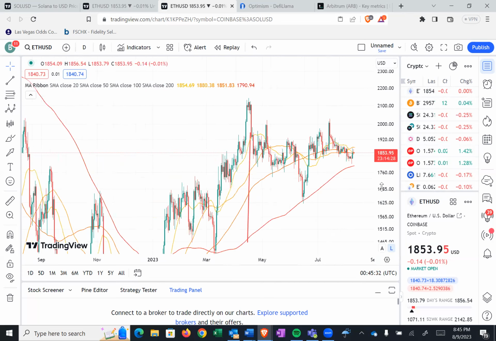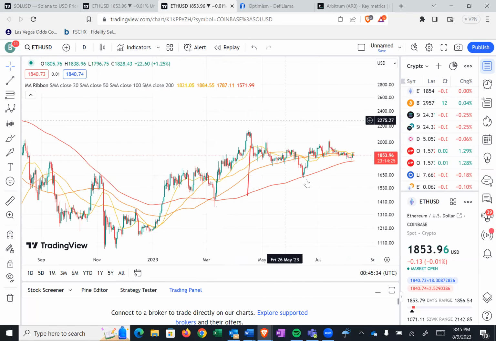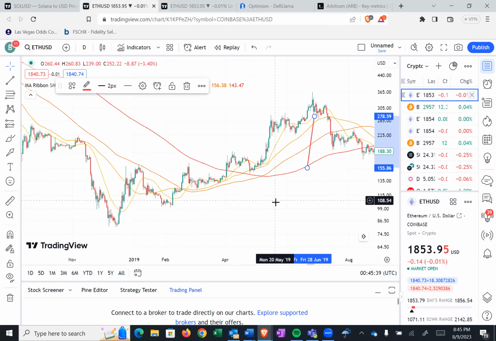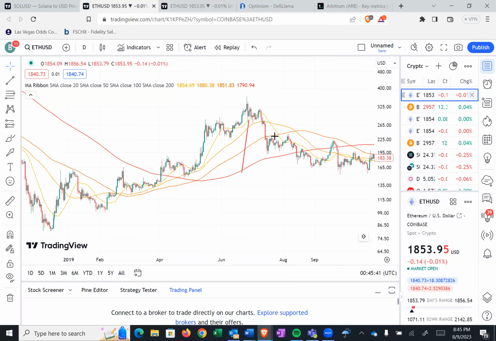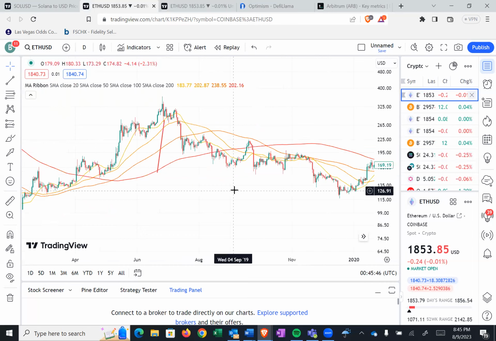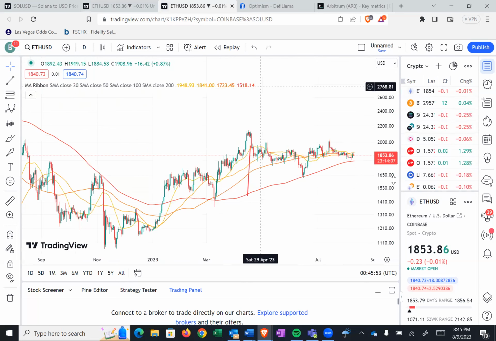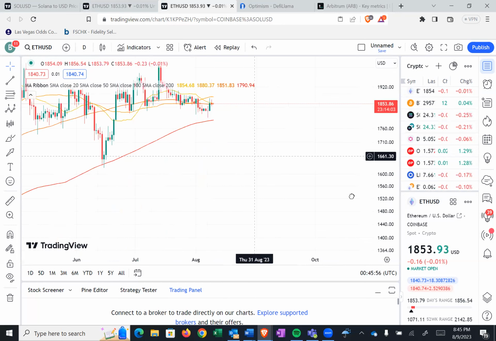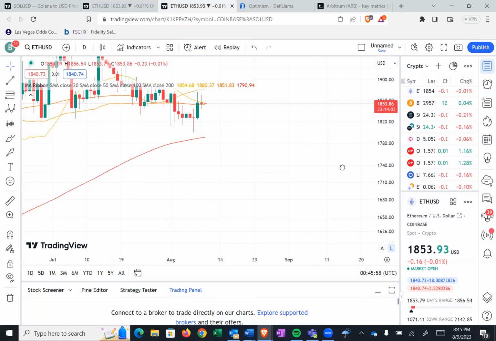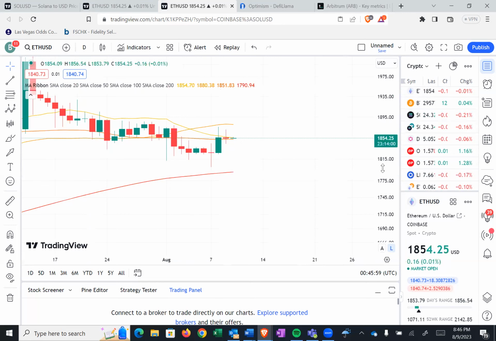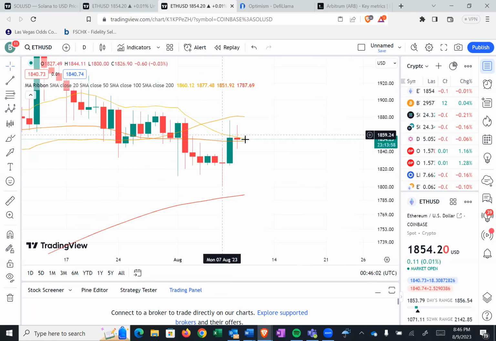And the 200 has acted as support for us very nicely. This is the third time. Now, is that a bad thing? Well, we have 1, 2, and 3. Is this 3? Well, we have to watch for that. We have to watch for the crosses. Did the 20 cross the 150 yet? Well, no, it hasn't, but it's close.